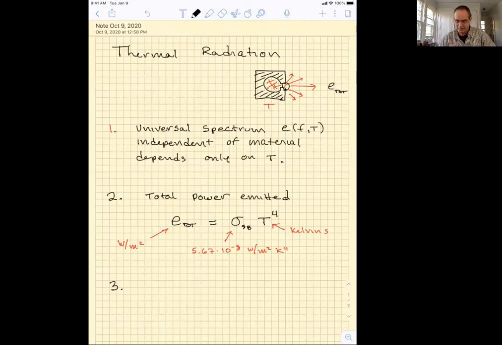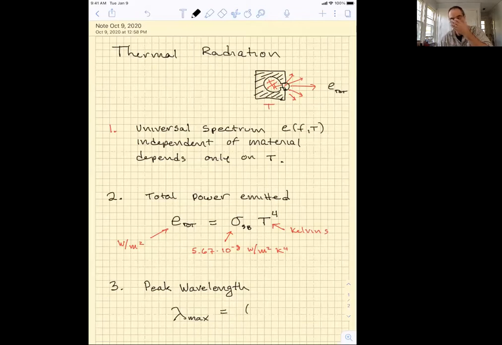The third rule comes from the shape of this universal spectrum, and it tells us where the peak in the curve should be. It has a particularly simple form when it's written in terms of wavelength, which is what I'll do right now. So if we graph intensity versus wavelength, then the peak of the curve, the peak wavelength, is given by this.